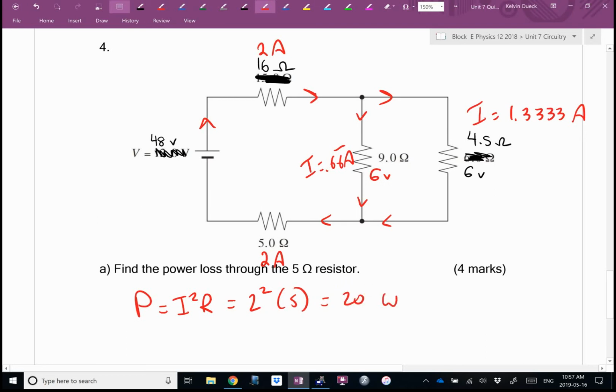In terms of part marks, 1 mark if I saw that, 1 mark if I saw the 6 volts, 1 mark for that, and 1 mark for the answer.